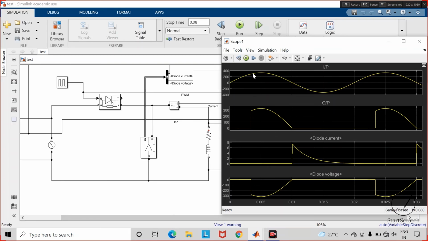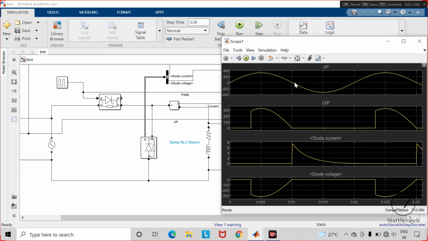So in the positive half cycle of the AC supply, when we apply gate trigger to this thyristor, it will get forward bias and it will start conducting. Whereas the cathode terminal of this freewheeling diode is connected to the positive terminal of the supply side. So this diode will get reverse bias. So you can observe in the positive half cycle of the AC supply, negative voltage across this freewheeling diode. So during this time, inductor will store the energy.